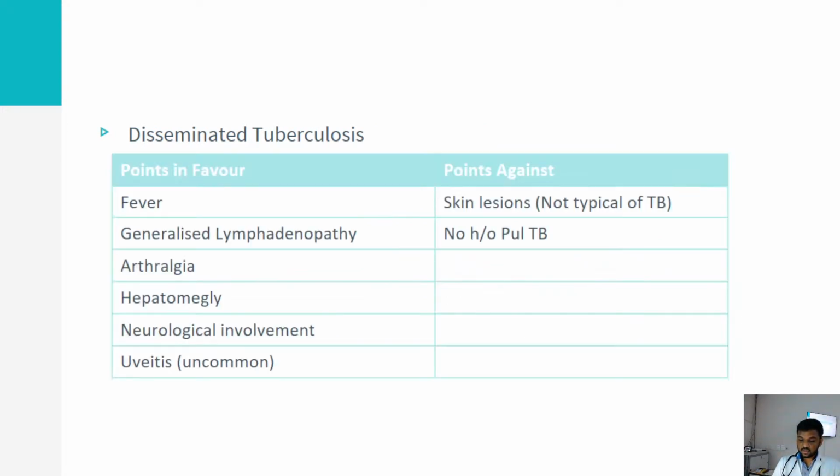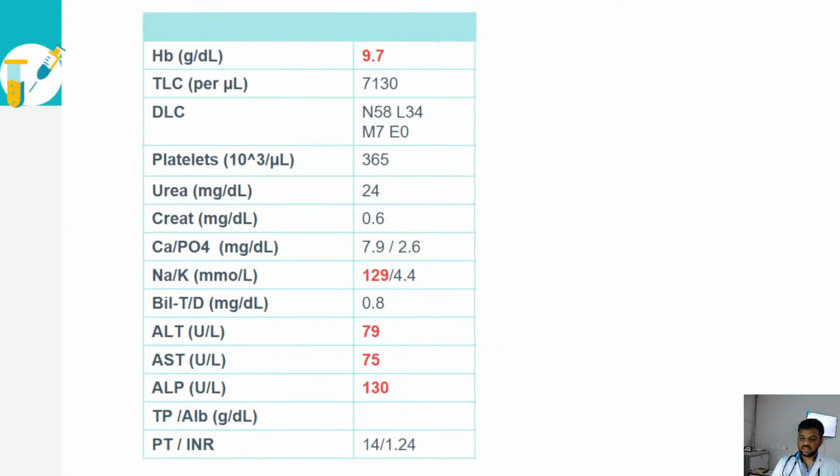Disseminated tuberculosis: all these features, fever, generalized lymphadenopathy, arthralgia, hepatomegaly, neurological involvement, as well as uveitis, although uncommon, can be present, but skin lesions were not typical of TB. Also, if it is disseminated, the patient might have a history of pulmonary tuberculosis, but this patient doesn't have.